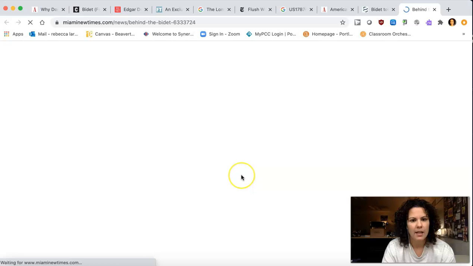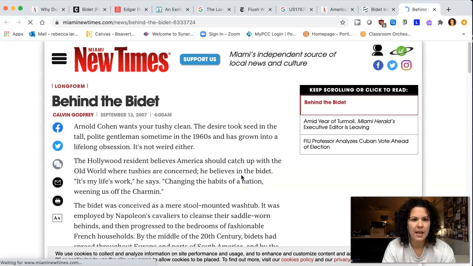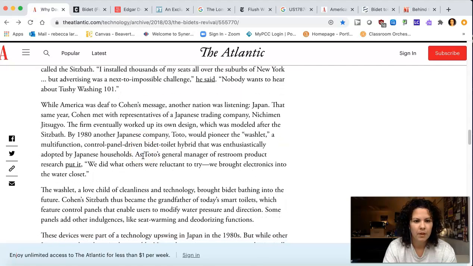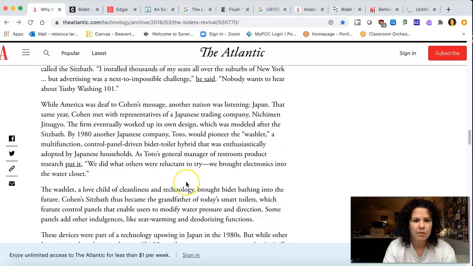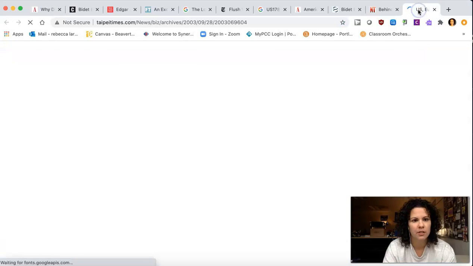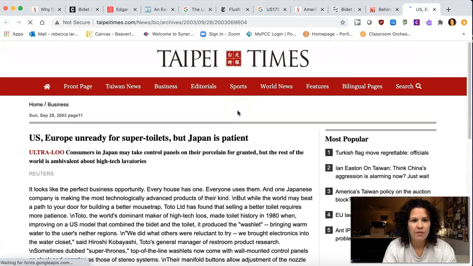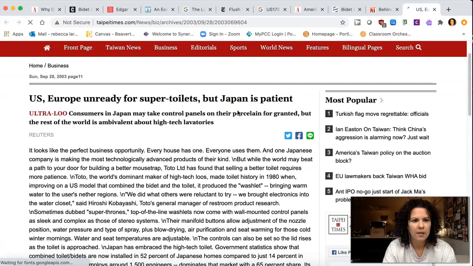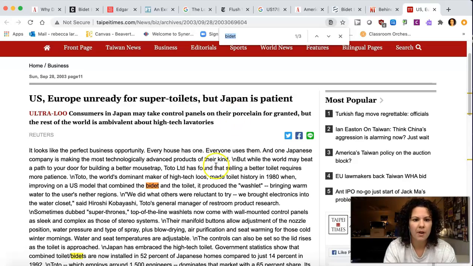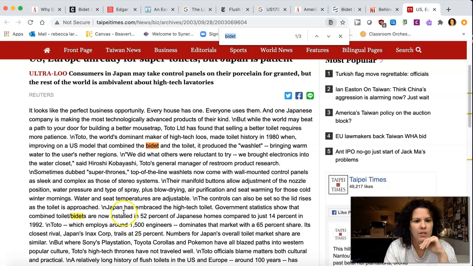Let's see what this looks like. Behind the Bidet, Miami New Times, so a news article. And let's see what else. This is a Japanese household, Toto's general manager. Here we have, oh, okay, the Times, US, Europe, consumers in Japan, right? And I could Control F here and see where I have the bidet, the washlet, right? So she's pulling out specific examples within this of what he said to add into her essay.